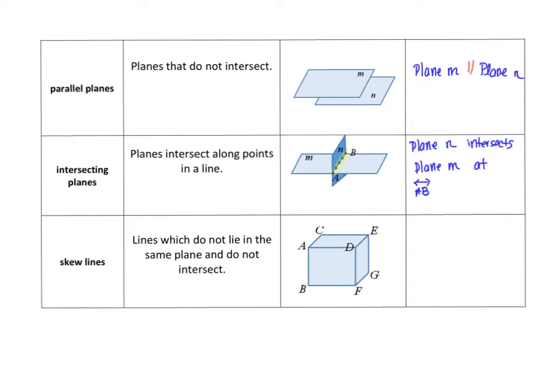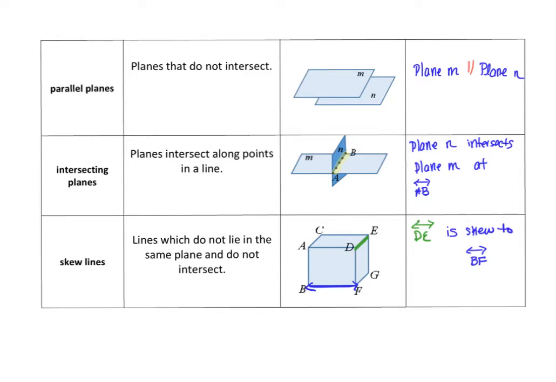Okay, so skew lines are lines that do not lie in the same plane and do not intersect. Let's look at line DE. If I say line DE is skew to line BF, and we look at these 2 lines, DE is up here and is the intersecting line between the top plane, plane ACE, and this side plane. And then this line BF is down here on this bottom plane.